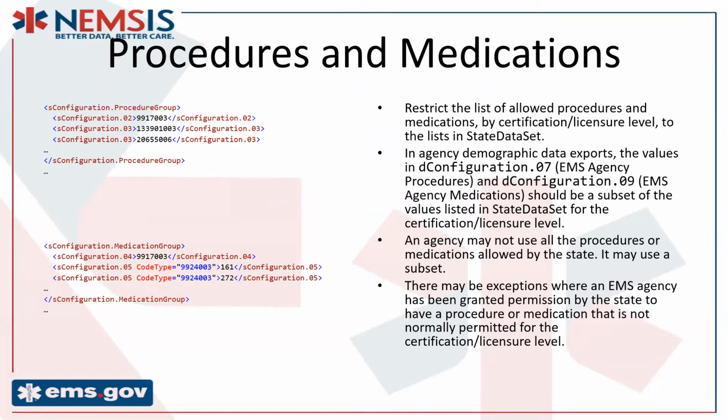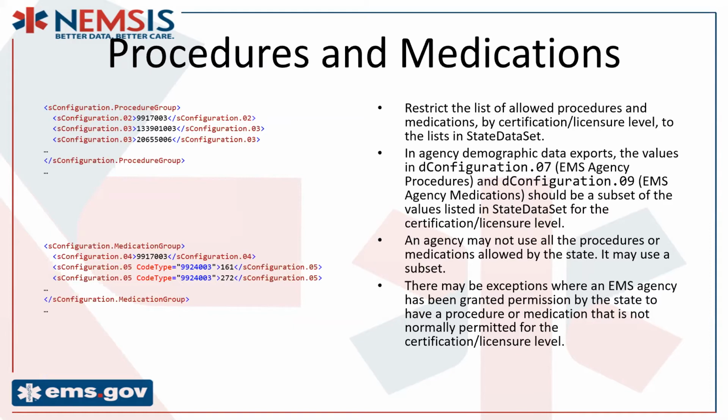So the way you want to use this is, as I showed at the beginning, you can restrict the list of allowed procedures and medications by licensure level to the list that was provided by the state. And then the agency may further whittle it down from there. So for example, the state may allow multiple pain relief medications at a certain level. The agency may only carry one or two of those pain medications.